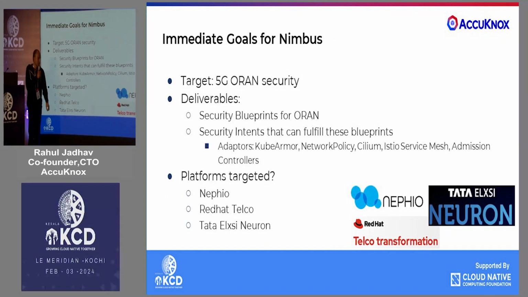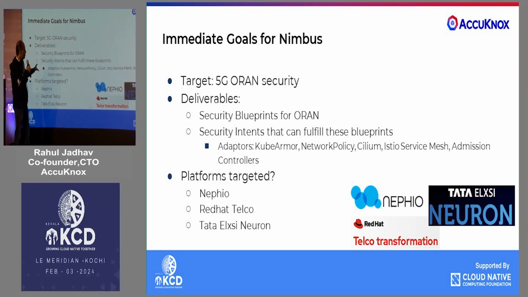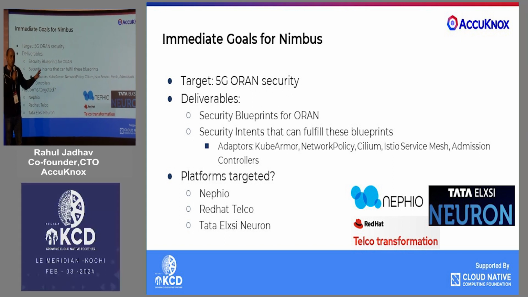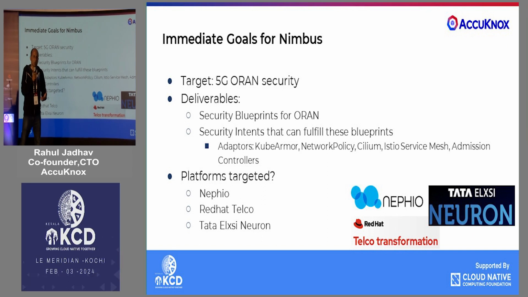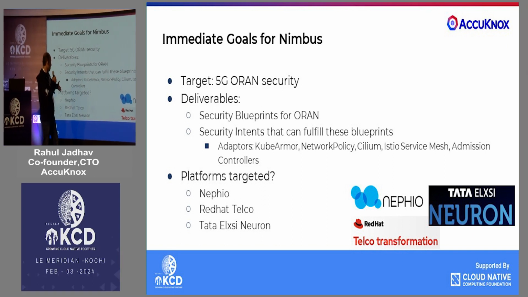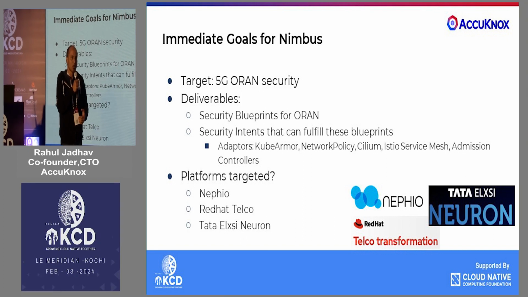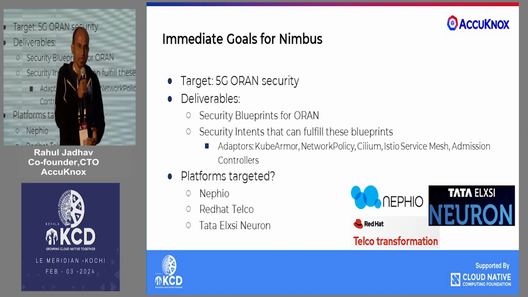Immediate goals for Nimbus. Nimbus is the name of the whole framework. Our immediate goal is to first work it out in the context of 5G security, because that's the mandate that has been given to us by NSF. So that's the number one priority, and we are executing that in the context of Nephio. Nephio is a community project from Google. It's a Linux Foundation Networking project today.